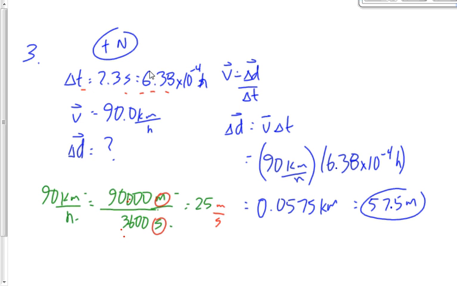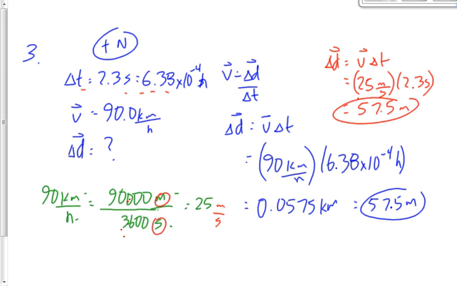Now, once we get that 25 meters per second, we could go back and do this question a different way. D is equal to V times T. The velocity here is 25 meters per second times a time of 2.3 seconds. What do you think we get when we multiply 25 by 2.3? 57.5. Right? So it doesn't matter which way you do it. They're both correct. I just picked up here the way that I thought was a little bit easier because we only had to do one conversion instead of two.